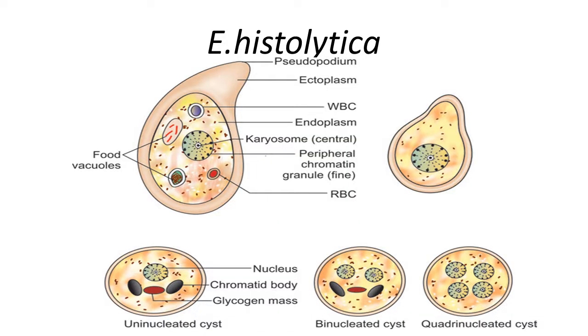Initially, the cyst contains a single nucleus, and the nucleus divides into 2 and then 4. Maximum, if it is fully matured, we can see 4 nuclei. This is the specific characteristic of Entamoeba histolytica. Sometimes a mature cyst contains a chromatoid bar. We can see it inside the cyst of Entamoeba histolytica.